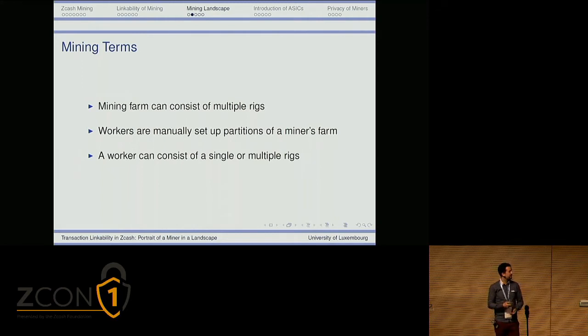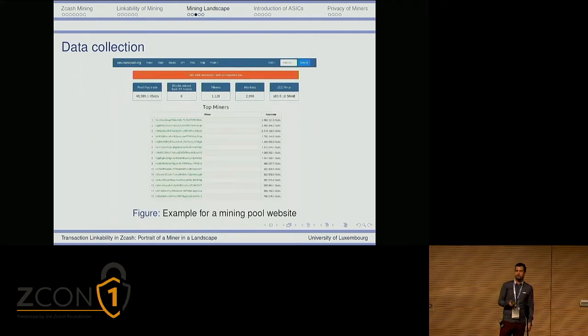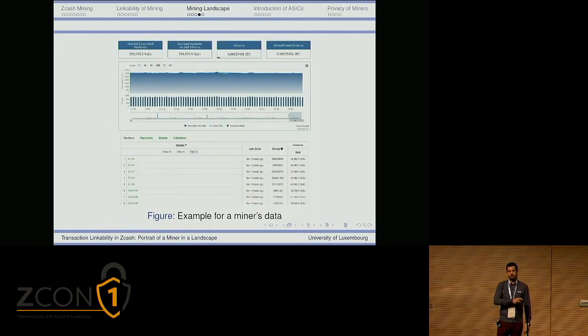So how did we gather our data for our study? Well, we found that two large mining pools, namely Nanopool and Flypool, have completely public APIs. That means that if we know the public address of a miner, then we can send an API request to the website and get back a lot of information on that specific miner. Namely, we get back its recent hash rate, all of its miner names, and the mining hash rates for every single worker as well.